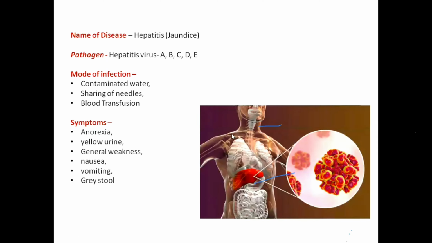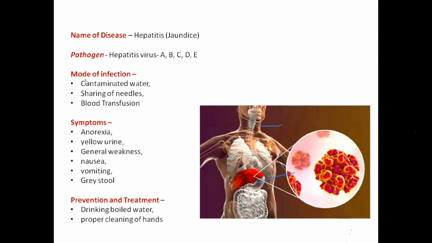So this is the picture in which we can see the pathogens, that is the viruses hepatitis A, B, C, D, E, which affect the liver of a person, and we know that the liver plays a very important role in the digestive system. So in this disease, the liver of a healthy person is affected by the pathogens. Now the prevention and the treatment. Prevention and treatment must depend on the mode of infection.